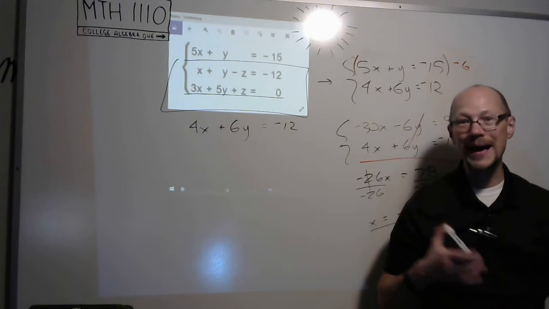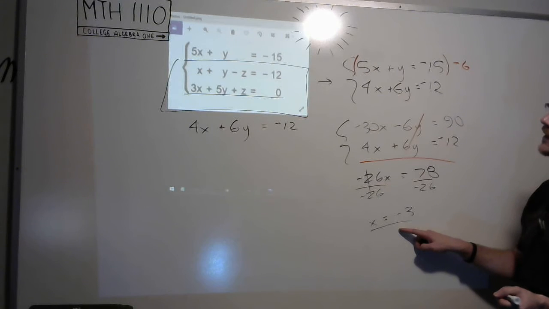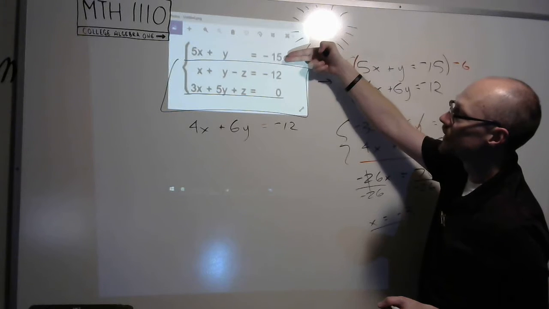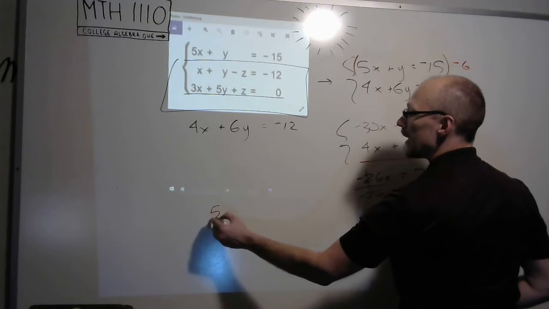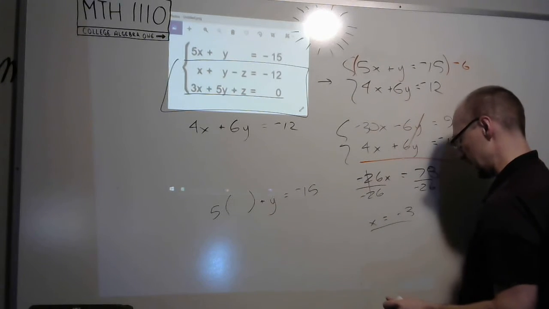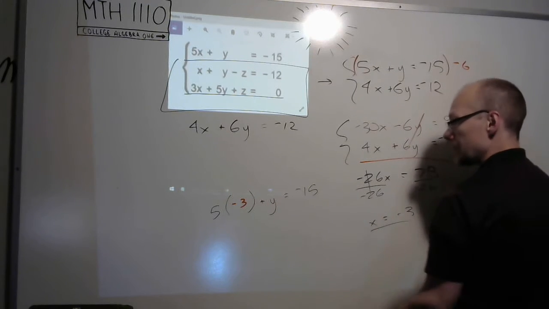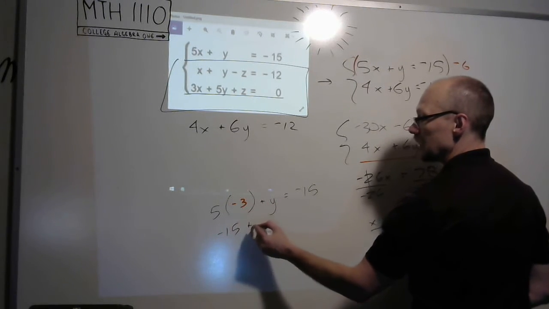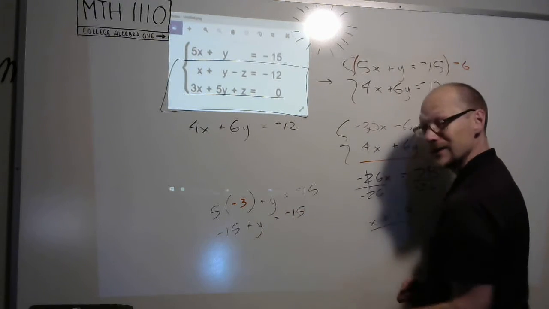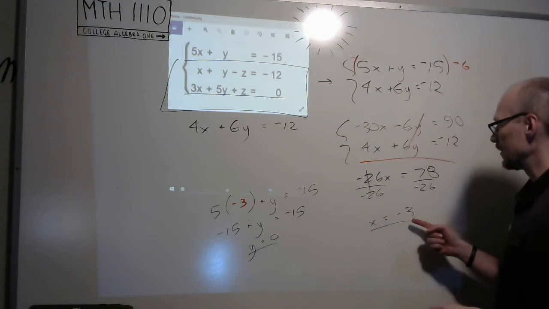Now I just start working backwards to figure out what the other ones are. If I know that x equals negative 3, why don't I put negative 3 in for x in this equation right here? 5x plus y equals negative 15. We found out that x is negative 3. So negative 15 plus y equals negative 15. Oh, that's pretty sweet. Negative 15 plus what equals negative 15? y must equal 0. All right, so we found two variables.